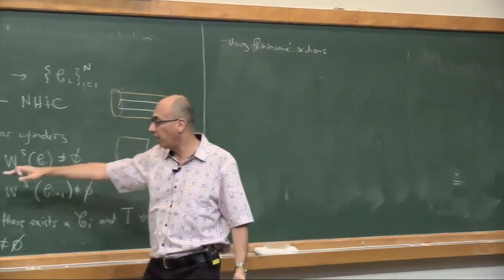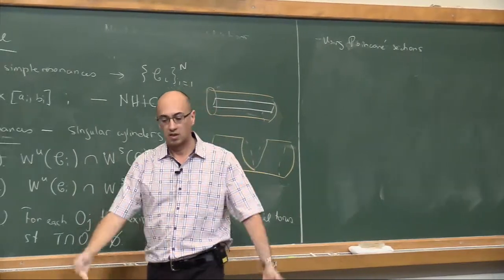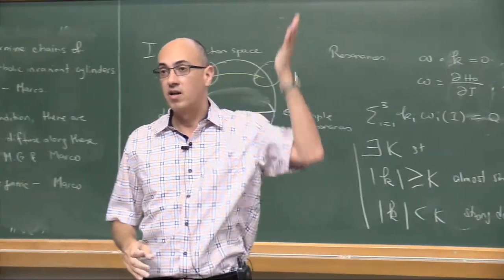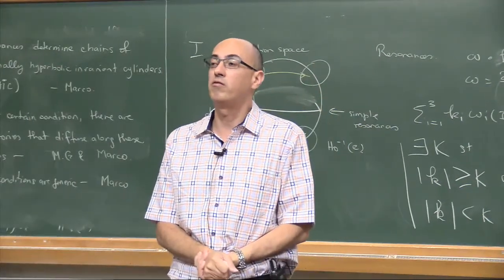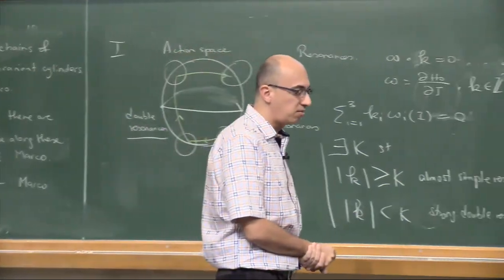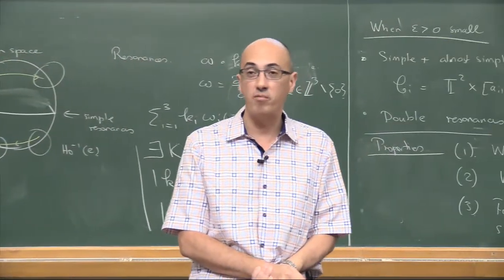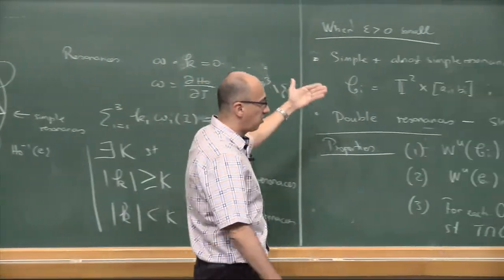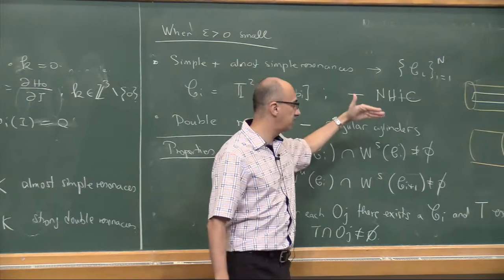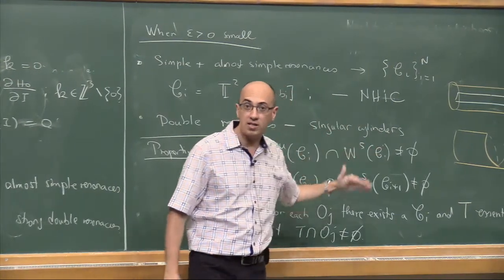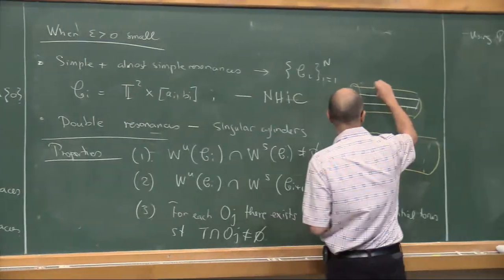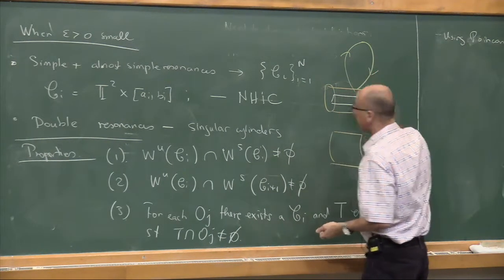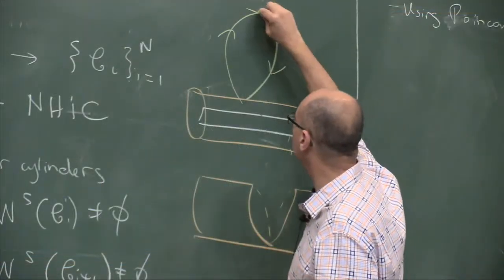And what you also have here, once you have normal hyperbolicity, it means that for each of these cylinders you have stable and unstable manifolds that are foliated by stable and unstable fibers of points. And the first condition is that you have intersection of the stable and unstable manifolds of each cylinder, so you can go up and go down. So this is the intersection.